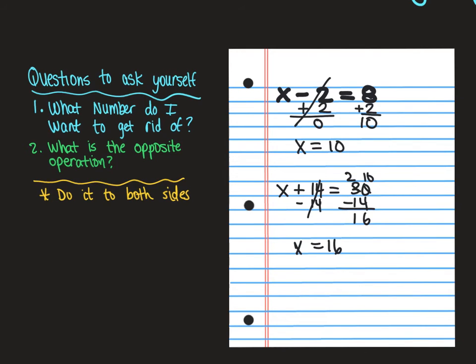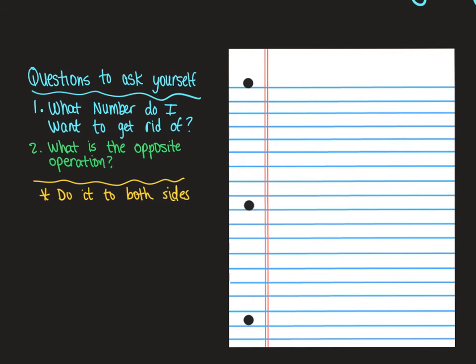All right, we still haven't really done any fractions or decimals or negatives, so let's do one of those. Or no, let's do a few more simple ones. Let's do 4x equals 24. What number do I want to get rid of? I want to get rid of the 4. What is the opposite operation? So right now the 4 and the x are smushed. Smushing means multiply. The opposite of multiply is to divide.